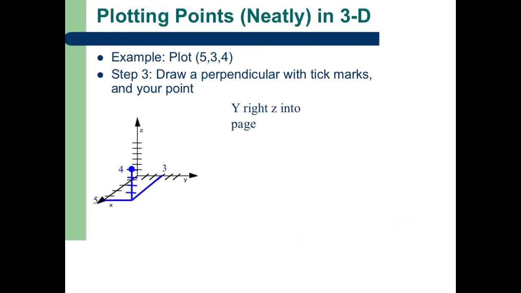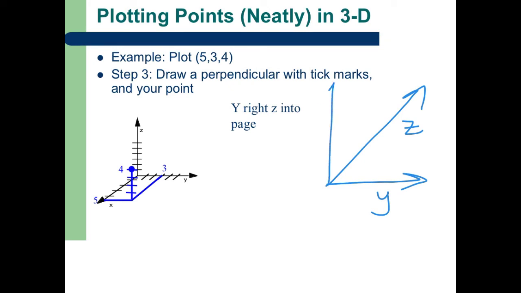And let's just do one more example. This says we want y going right and z going into the page. So y goes to z gives us x, so x is going up and down. And we want to plot 5, 3, 4. Notice now that the ground plane is formed by yz, right? That's the ground plane. So when we start plotting points, we're going to start with our yz, drawing those in first.